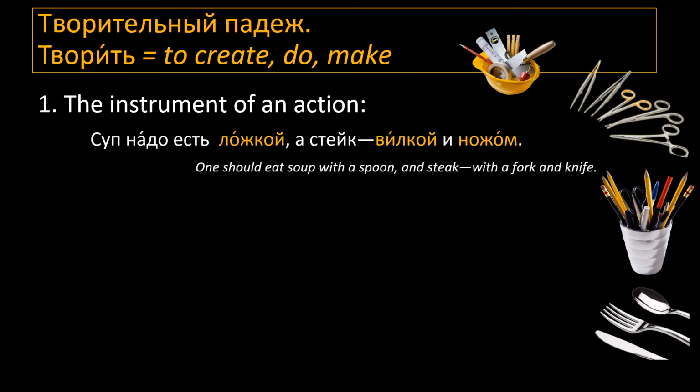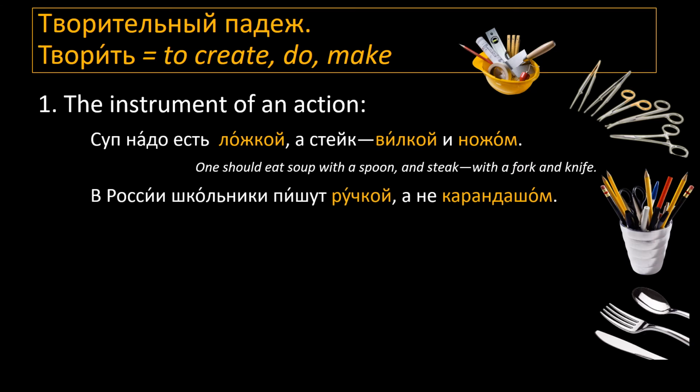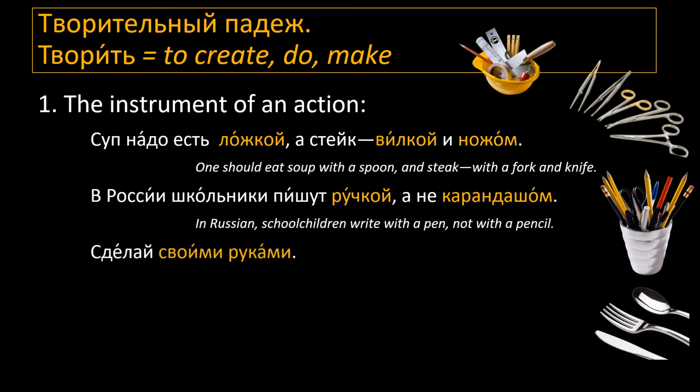Суп надо есть ложкой, а стейк – вилкой и ножом. В России школьники пишут ручкой, а не карандашом. So, ложкой, вилкой, ножом, ручкой, карандашом. These are all instruments of an action. And note that in Russian, we do not require a preposition because the nouns are already in the instrumental case. We can also say something like сделай своими руками, or do it yourself, literally with your own hands.